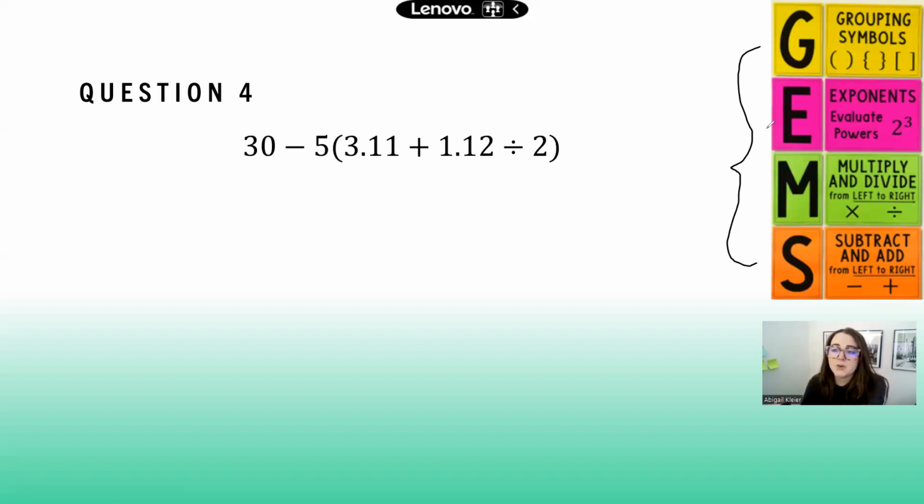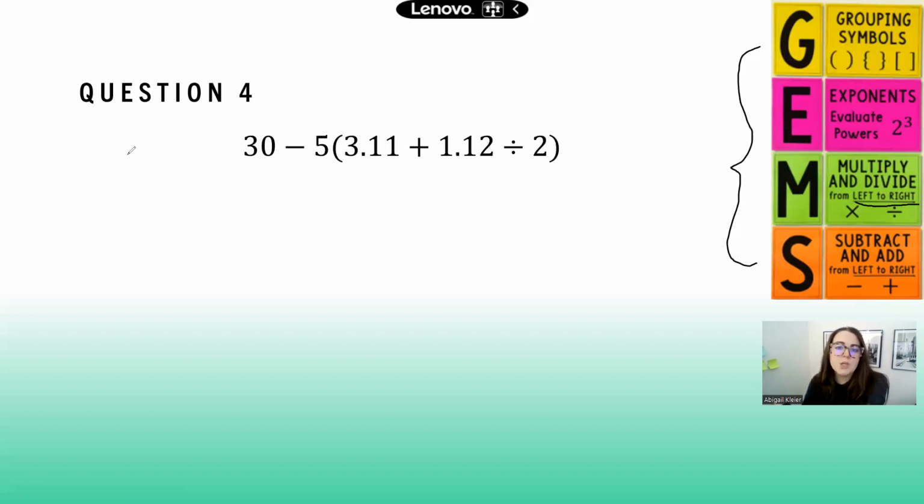E is the same. E is for exponents. Nothing's changed there. M is for multiply and divide, and you'll notice how now multiply and divide is one step. So multiplication and division moves from left to right. One is not more important, or one does not precede the other. They are the exact same step, and you complete that from left to right. And finally, we have S, which is subtract and add. Again, this is the same step. So one is not more important than the other. You complete them in the same step from left to right.